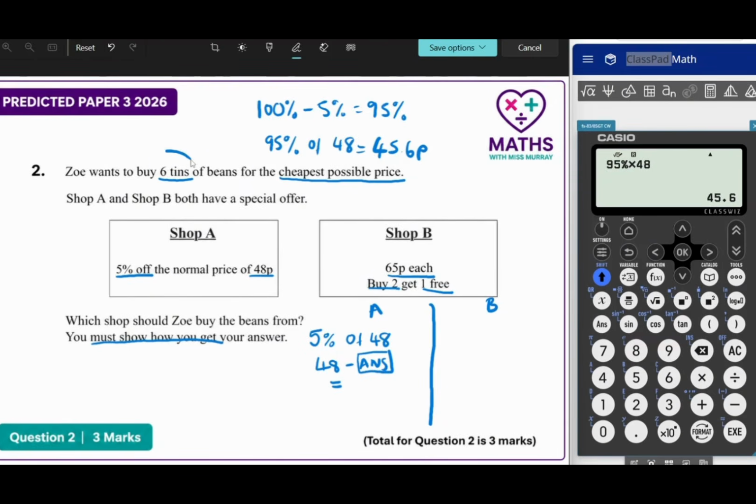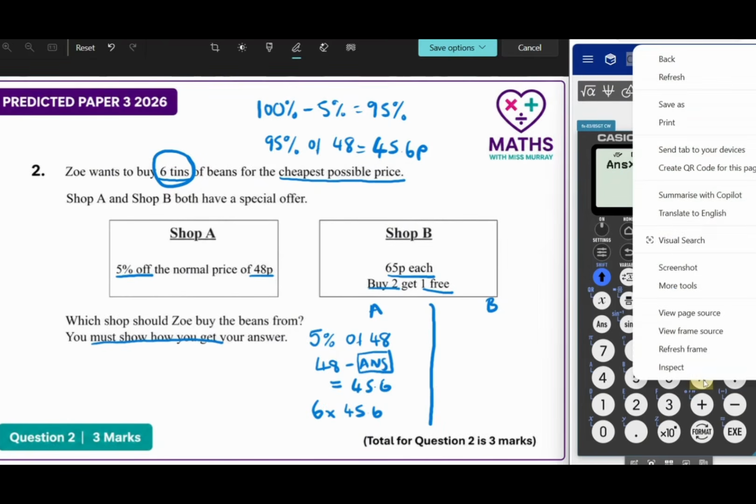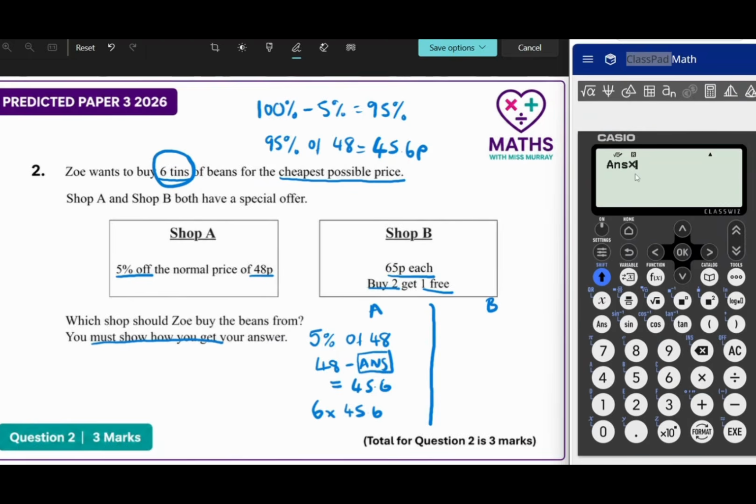Okay, so the key information here is she's buying 6 tins of beans. So I've got 1 tin of beans is 45.6p, but because I want 6 tins of beans, I'm then going to have to multiply my answer here by 6. And then that will give you the total cost. I'm just going to show you, you can use your answer button. Look, so I can just put in here times, sorry about that, times, and it's answer. That's my previous answer. Or you can use the actual answer button, which is here.